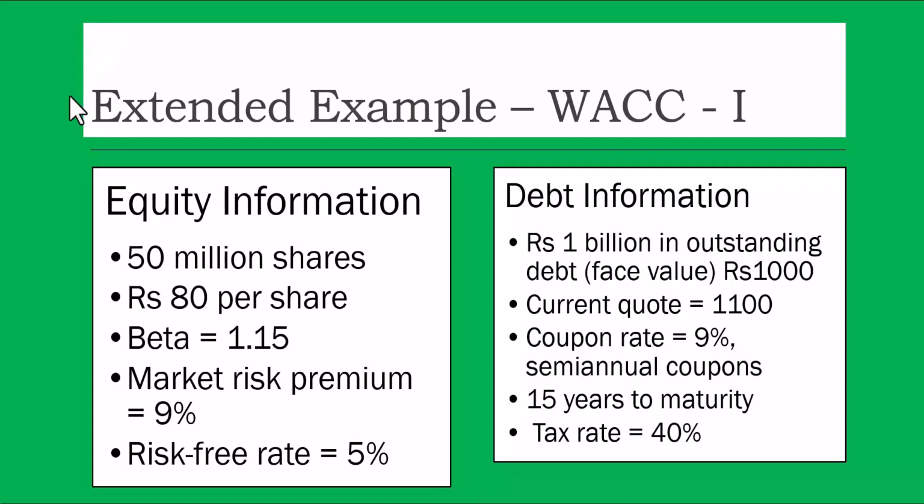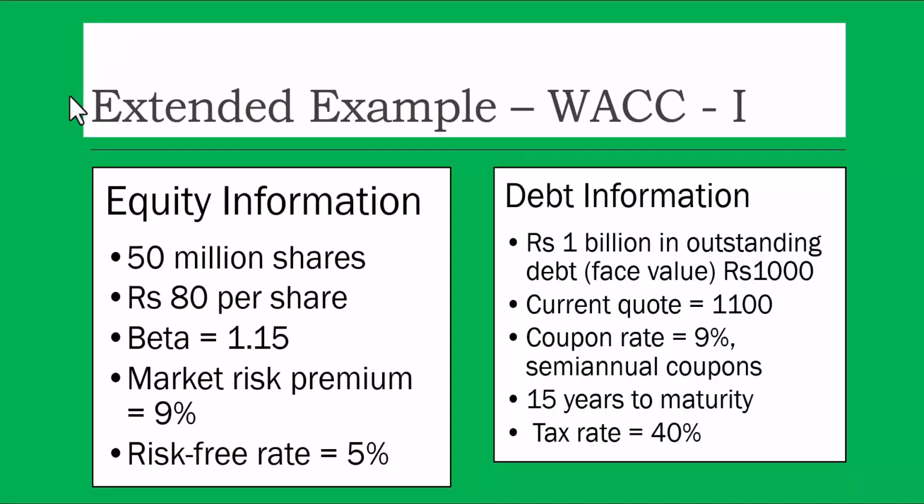Okay. Now, debt information. 1 billion outstanding, face value is 1,000. Today the price is 1,100, which means what? The interest rates have gone up or gone down? What would you say? Gone down. So interest rates have gone down, so bond values have gone up. 1,100, yeah.